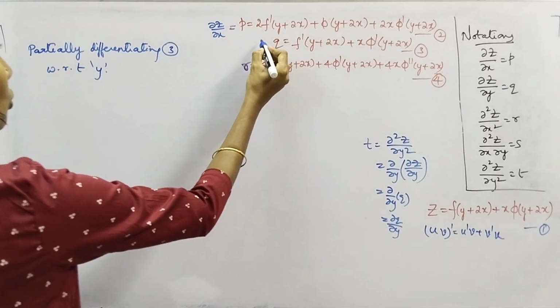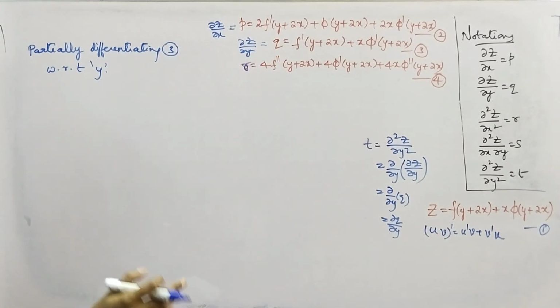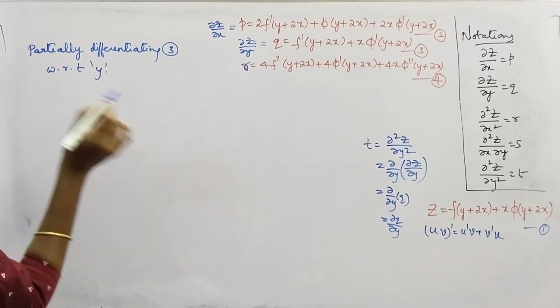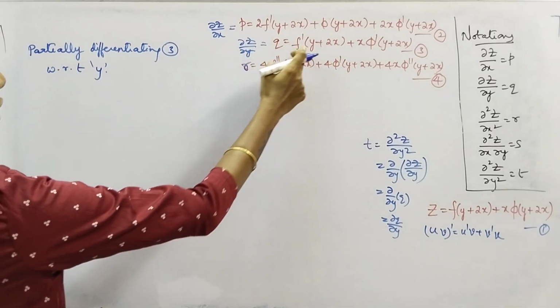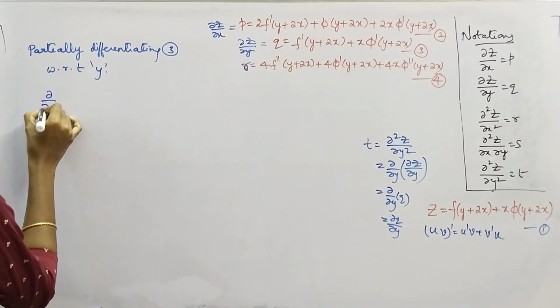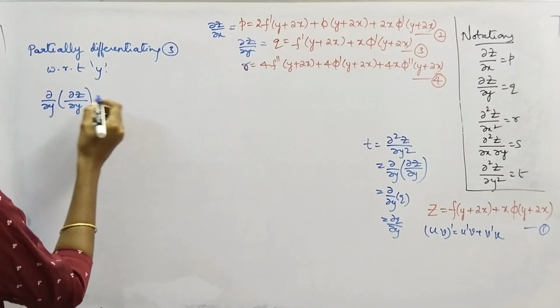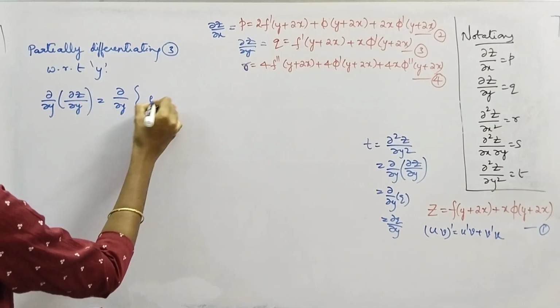So instead of taking q, we can take ∂z/∂y, since ∂z/∂y is nothing but q. ∂z/∂y and q both are the same. You can take either q or ∂z/∂y. I'll take ∂z/∂y instead of q. Now I'm going to apply ∂/∂y on both sides of this equation. Instead of taking q, I'll take ∂z/∂y for my convenience.